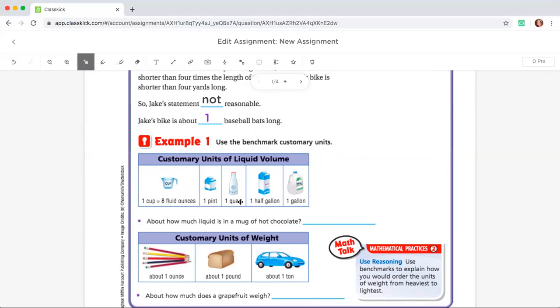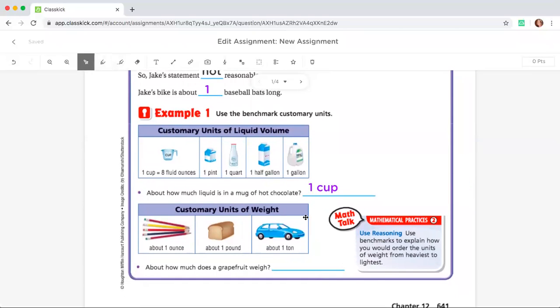So these run from the smallest to the largest. Ounces is the smallest liquid measurement that we have in customary units, and it takes 8 of those ounces to make a cup. So a cup is larger than an ounce. But how much liquid is in a mug of hot chocolate? Well, a mug would be about a cup. It would be about 8 fluid ounces or a cup. So we could write that there, 1 cup, about. Okay.